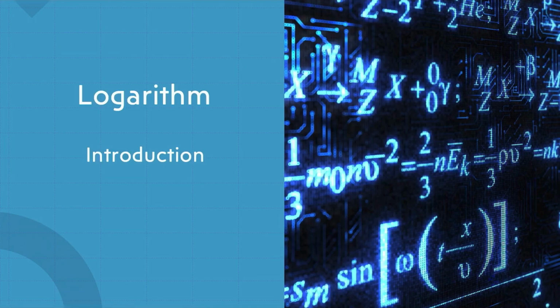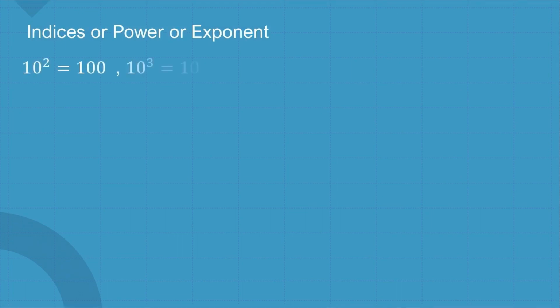So before starting the logarithm, firstly you should know about the indices or power or exponent. What is the meaning of exponent, power and indices? Okay, this is the topic of class 9th. So firstly we will take some examples. In examples, 10 squared you will see equals 100, 10 raised to the power 3 is equal to 1000 and 2 raised to the power 4 will be equal to 16. So here 2, 3 and 4, these are called exponent or powers. Okay, so firstly we should know what is the exponent and power.